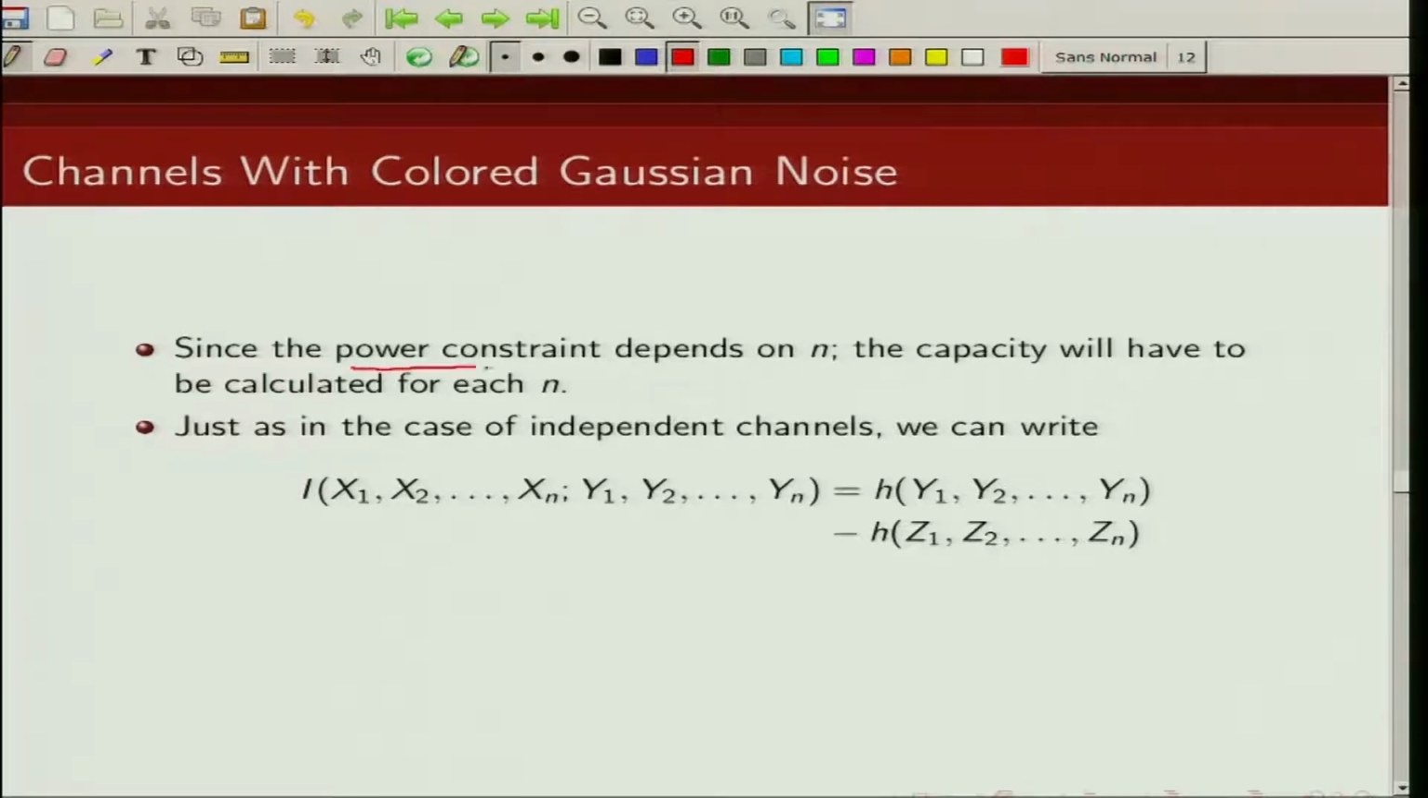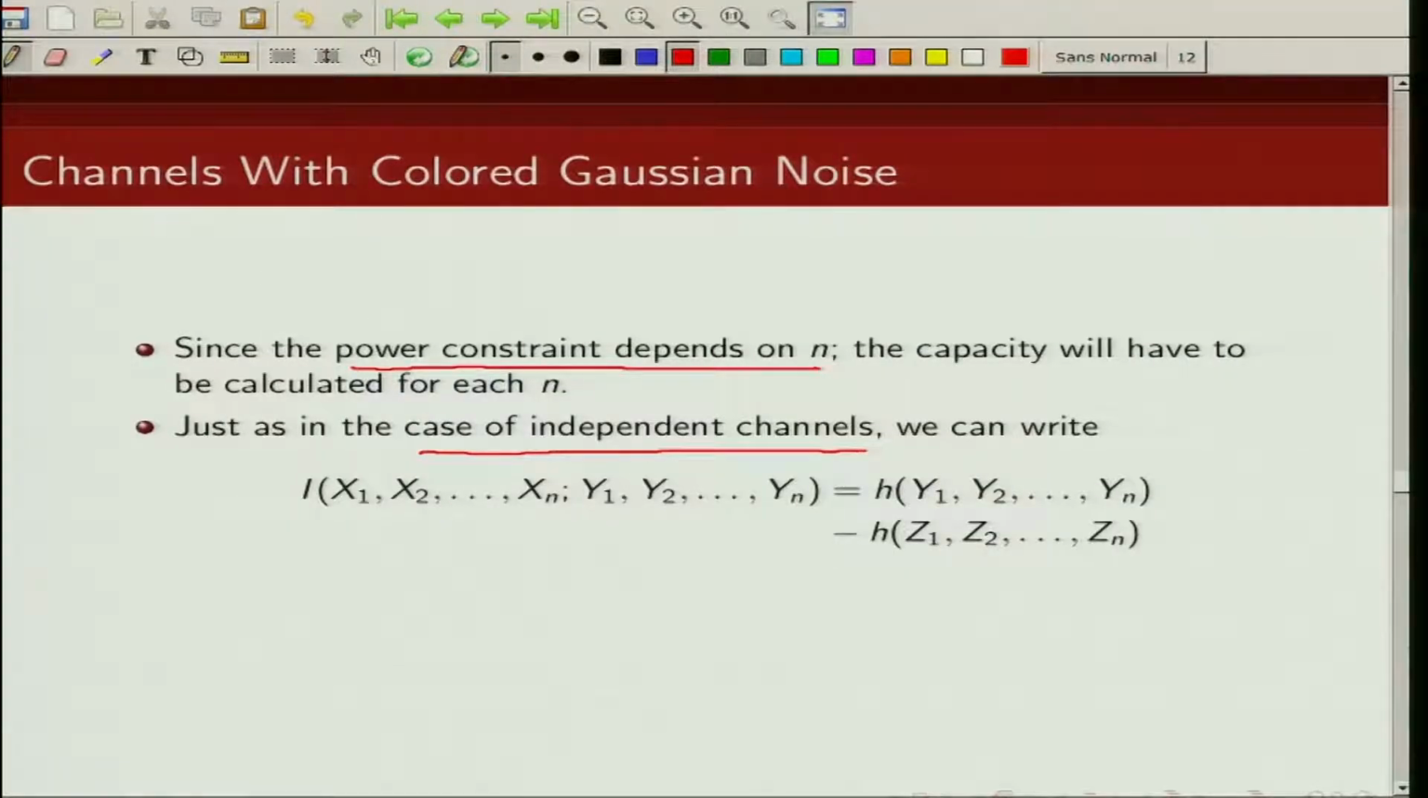Now here the power allocation depends on n, so we have to calculate capacity for each n. So this is similar to the case of independent channel. If you recall, the mutual information between x1, x2, x3, xn and y1, y2, yn can be written as differential entropy of y1, y2, y3, yn minus differential entropy of y1, y2, yn given x1, x2, x3, xn. And what are these yi's? Yi's are xi plus zi.